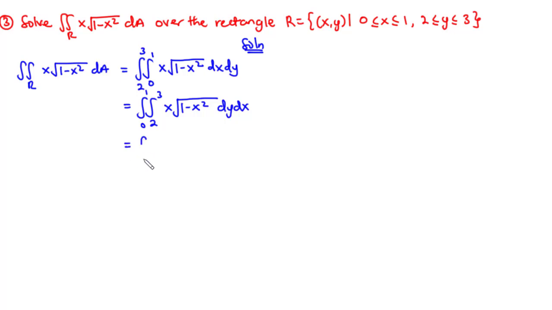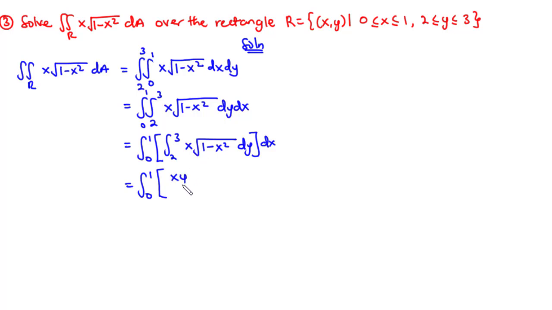Hence we can express this as the integral from 0 to 1 on the outside, inside we have the integral from 2 to 3 of the function x times the square root of 1 minus x squared dy, times dx. We are trying to integrate this function with respect to y. Because we don't have any y term, it means that we are going to have y appearing. So we have xy times the square root of 1 minus x squared, over the interval from 2 to 3.